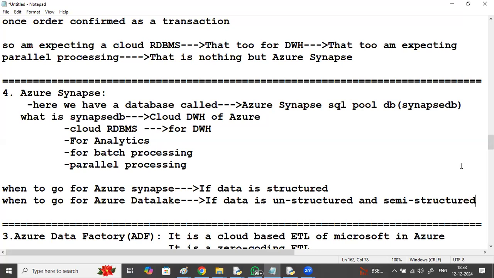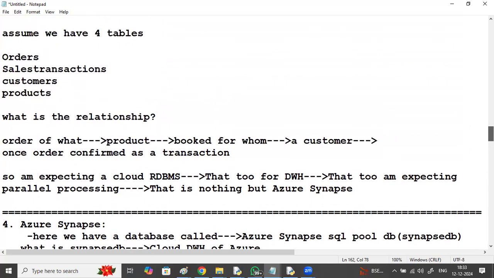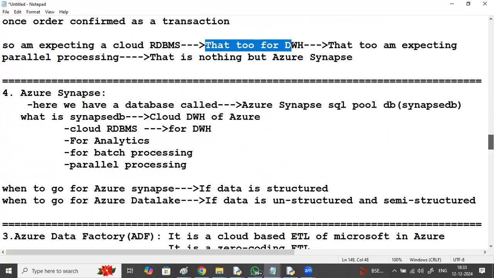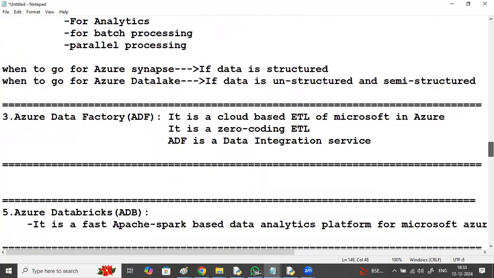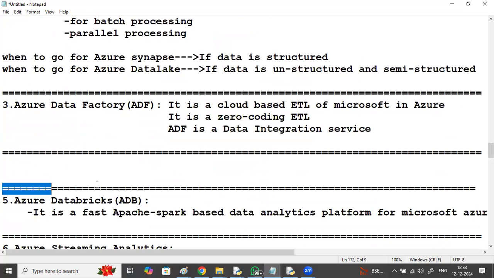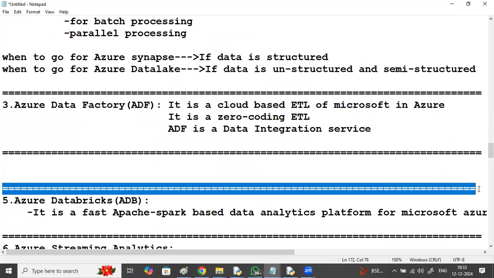So what I was expecting here, there is no relationship we can maintain. So I'm expecting a cloud DBMS for data warehouse, and I'm expecting parallel processing. There is Azure Synapse. Now, where will this ADF be? Where can you see this ADF?